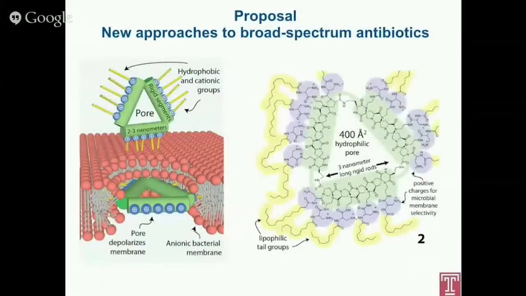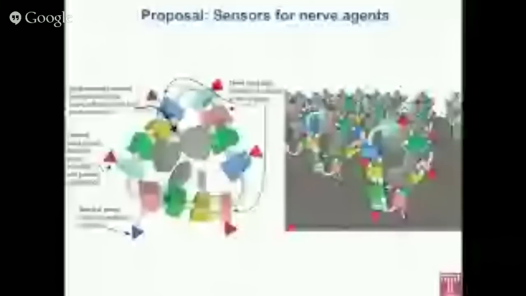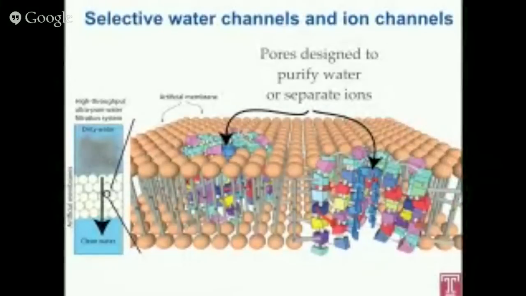We could develop new ways of killing bacteria. So we can make these triangular pores that could bury themselves in bacterial membranes, hold open a hole, cause a bacteria to bleed its guts out. I'm just throwing up some ideas of what we can do with this kind of shape control. By sticking greasy groups into the center of these triangular molecules that I'm proposing here, we can make receptors that could bind almost any small molecule and be used to detect small molecules like nerve agents, for instance, or other agents. We can also start to build channels.